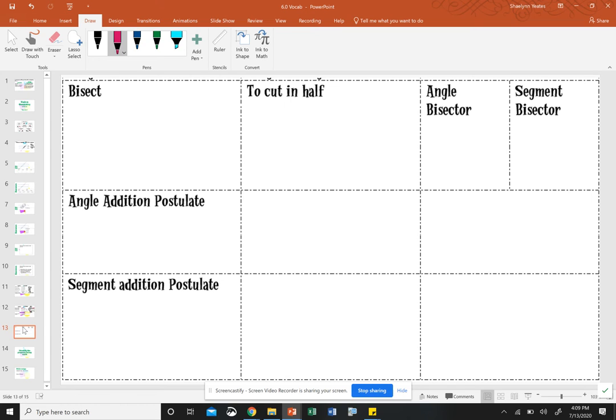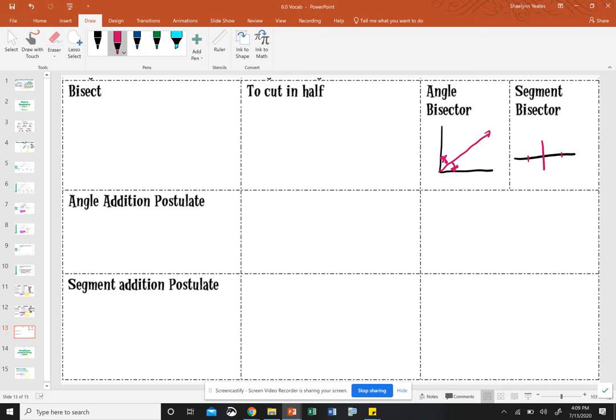All right, so bisect means to cut in half. An angle bisector means to cut an angle in half. So if this is my angle, this would be my angle bisector, which would mean that that angle is equal to that angle. So these 2 angles are equal. A segment bisector is going to take a segment and cut that in half so that this side equals this side. Okay, you guys will probably like that pretty well.